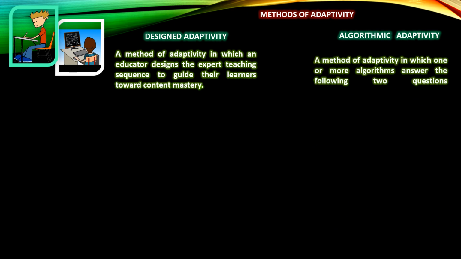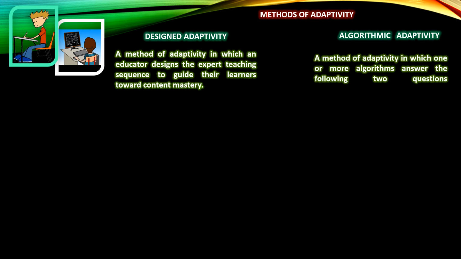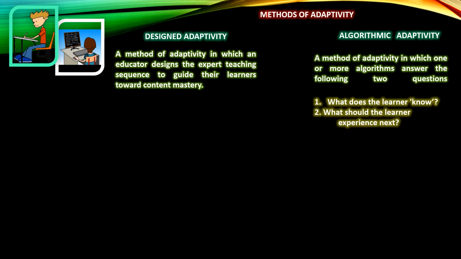Algorithmic adaptivity is a method of adaptivity in which one or more algorithms answer the following two questions. First, what does the learner know? Second, what should the learner experience next? Based on those answers, the algorithm can select the right item at the right time for students as they learn.